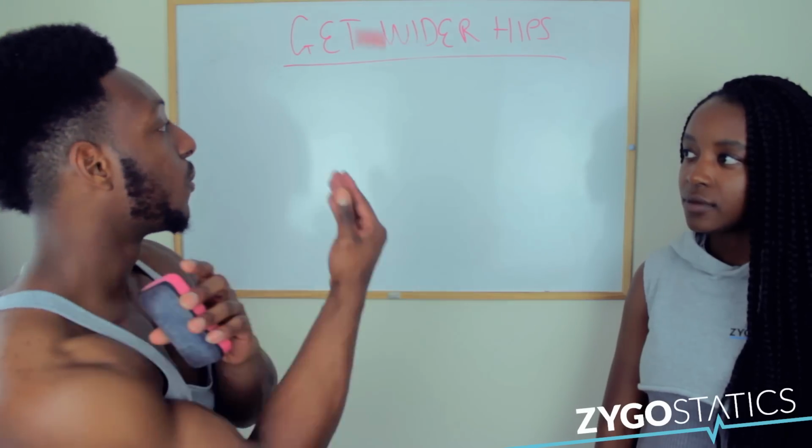And literally, if you wanted to get lean down below, you're going to end up being a skeleton up top. You're going to look skinny and you're going to look bony. Everyone, each to his own. Everyone's got their own physique, but this is going to help you out if you want to get wider hips.